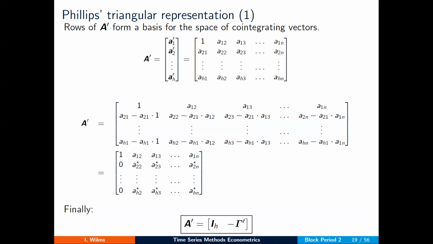Now, the steps that are involved here are explained in detail in Hamilton, so have a closer look at that derivation. The derivation itself is not so interesting, which is why I go over it more quickly. What is more important to understand is that I aim to re-express these co-integrating vectors in such a way that I break up A prime in two parts. In the first part, of dimension h times h, I retrieve the identity matrix. And in the second part, I have a gamma matrix, which is of dimension h times n minus h, since I need to have n columns in total.